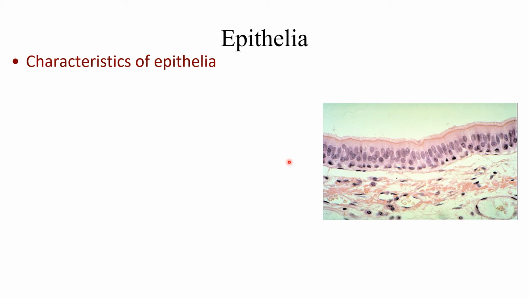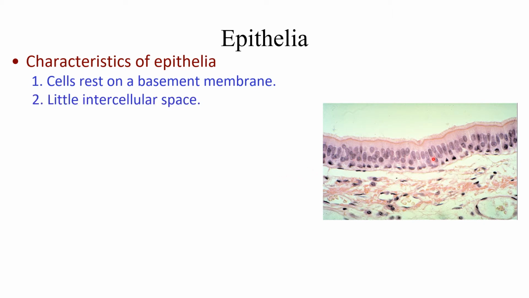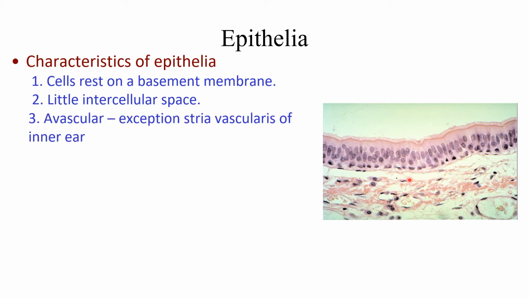Let us see. The cells are resting on the basement membrane, and the space between the two cells is very little. So little intercellular space, and they do not have blood supply. That's why they are called avascular. When they are avascular, where do they get the nutrition from? By diffusion from the adjacent tissue. And the epithelia are avascular with the exception of stria vascularis of the internal ear.